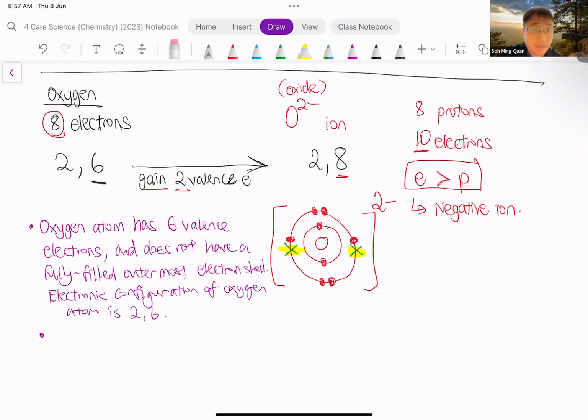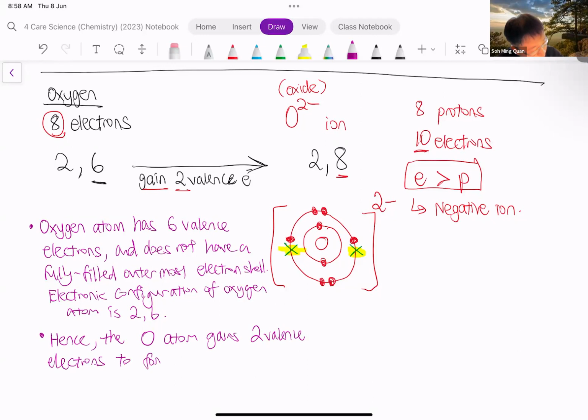Okay, so it's 2, 6. The atom is 2, 6. Hence, the oxygen atom gains 2 valence electrons to form O2 minus ions with a fully filled outermost electron shell. Okay.